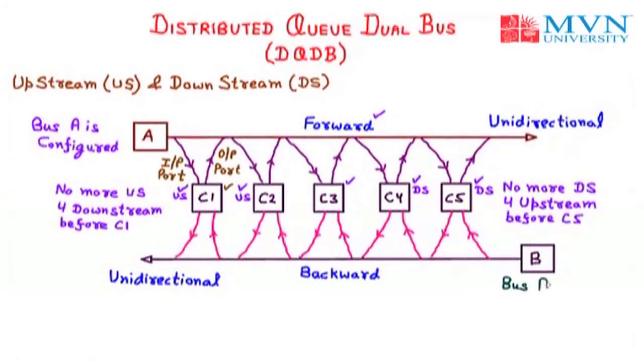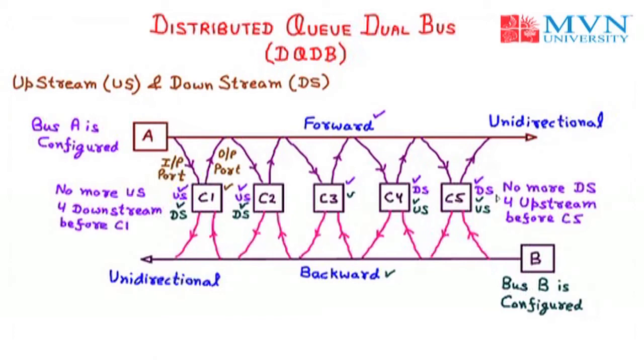Now let us suppose the bus B is configured. As bus B is configured, the data will be transferred in the backward direction. If I am talking about system C1 and C2, they are downstream with respect to system C3. If we talk about system C4 and C5, they are upstream with respect to system C3. So that means if we are using bus A, C1 will act as upstream, otherwise, if we are using bus B, it will act as downstream.